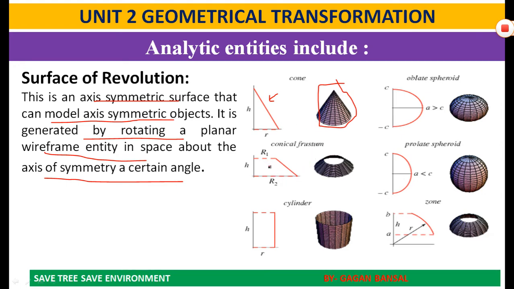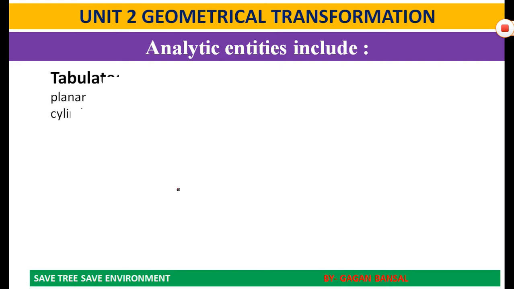Similarly, we can draw conical frustums, cylinders, and everything. So as you can see, this is a line of certain thickness which is at a distance r from the axis of rotation. When it is given a revolution, it forms a cylinder. And similarly other shapes also, say zone surface, prolate spheroid surface, oblate spheroid surface, and so on. So based on our imagination, we can have the surface entity as surface of revolution.